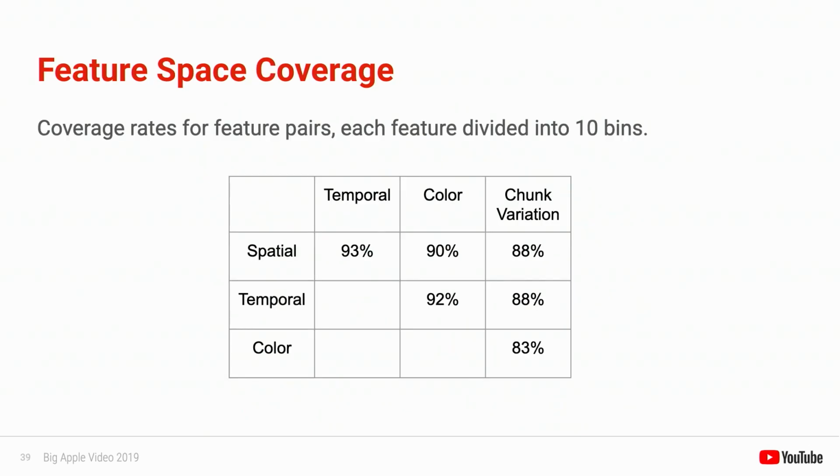Apart from coverage of individual features, it's also important to have good coverage of the full feature space. And to evaluate that, we divided each pairwise feature space into a 10 by 10 grid. This table shows the percentage of the grid covered in each of those pairwise spaces. The average coverage rate across those 6 different pairwise spaces is 89%. So that's a pretty good coverage of that feature space.